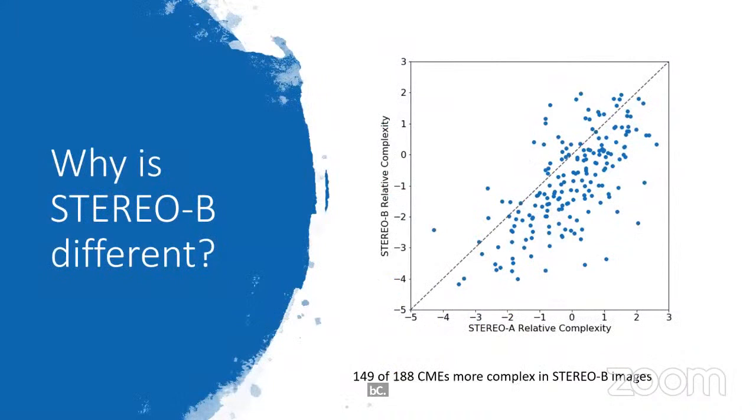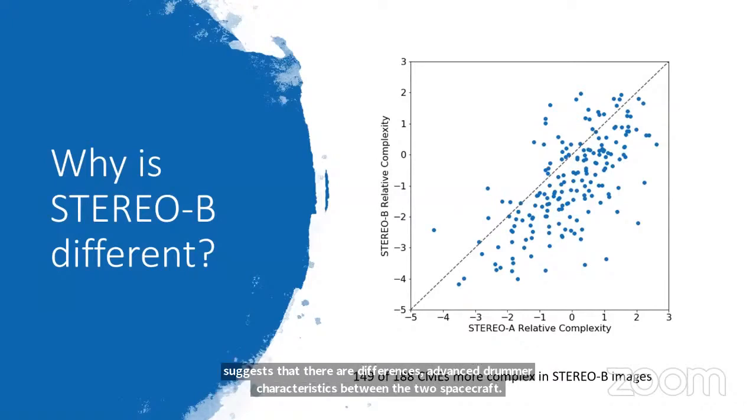But why is the average complexity so different between two supposedly identical cameras? This plot shows the visual complexity of 188 CMEs, which were simultaneously observed by both spacecraft. 149 of these CMEs appeared less complex when observed by STEREO B. This suggests that there are differences in the instrument characteristics between the two spacecraft. Another possibility is that CMEs appear smaller in STEREO B images, as the spacecraft is slightly further away from the Sun.